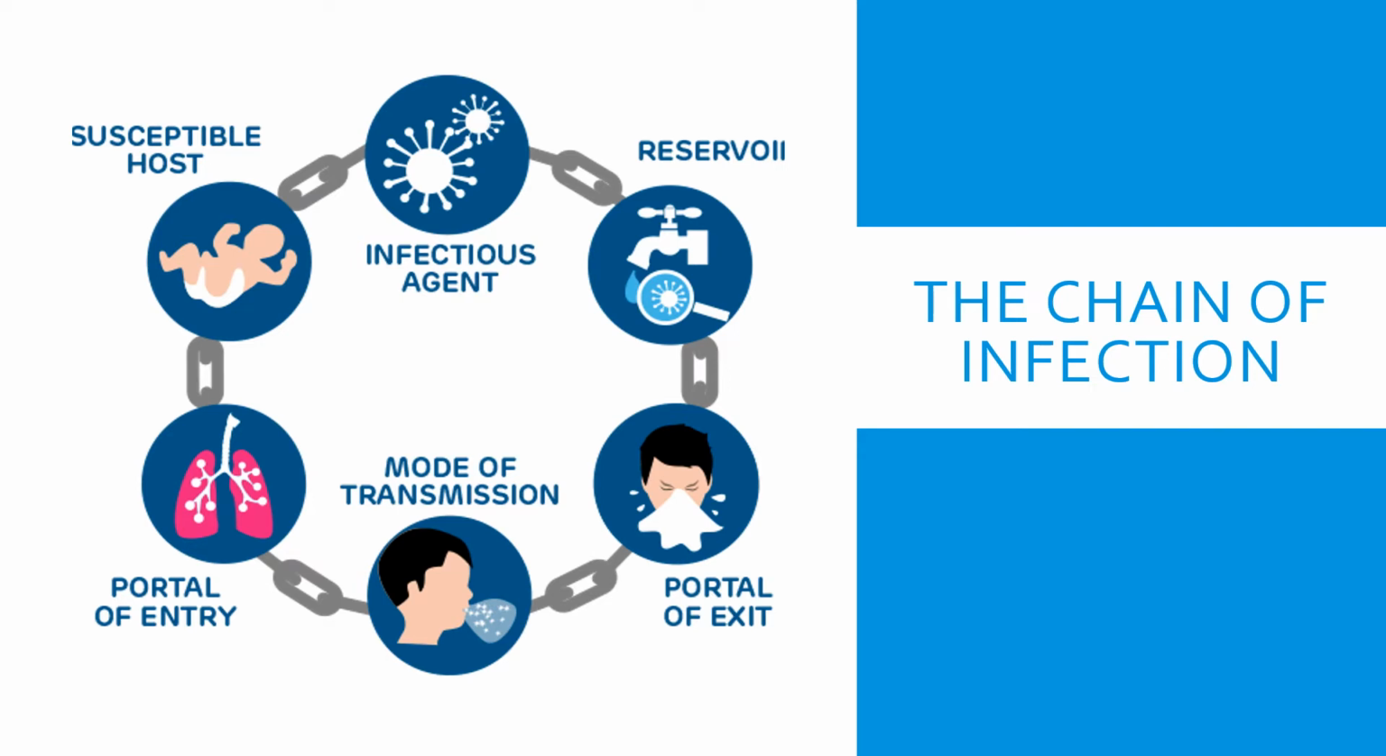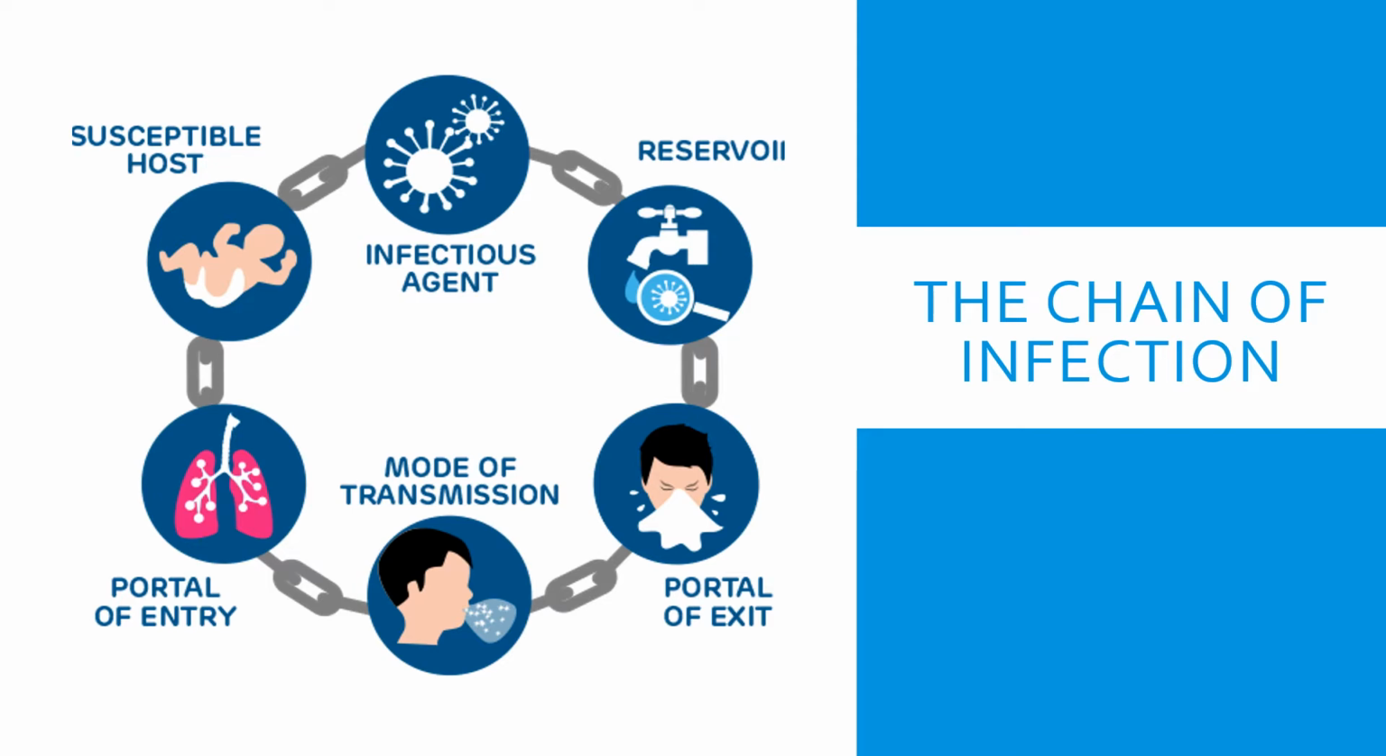The chain of infection consists of 6 links: the infectious agent or the microorganism, the place where the organism naturally resides or the reservoir, a portal of exit from the reservoir, a method or mode of transmission, a portal of entry into a susceptible host, and a susceptible host. When we talk about the infectious agent, we need to discuss the infectious process, which is going to depend on the number of microorganisms that are present and the virulence or the potential for causing harm within the microorganism.